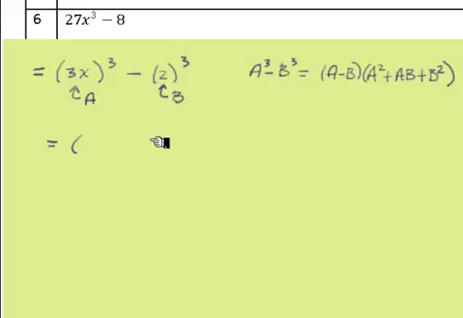Here's the small set of parentheses, and here's the big. In the small set, we put 3x minus 2. And here, let's remember, everything is positive, so we're going to take a squared, that's the 3x squared, that's 9x squared. Then multiply these two together, that's for ab, that's 6x. Then square this, so that would be plus 4.